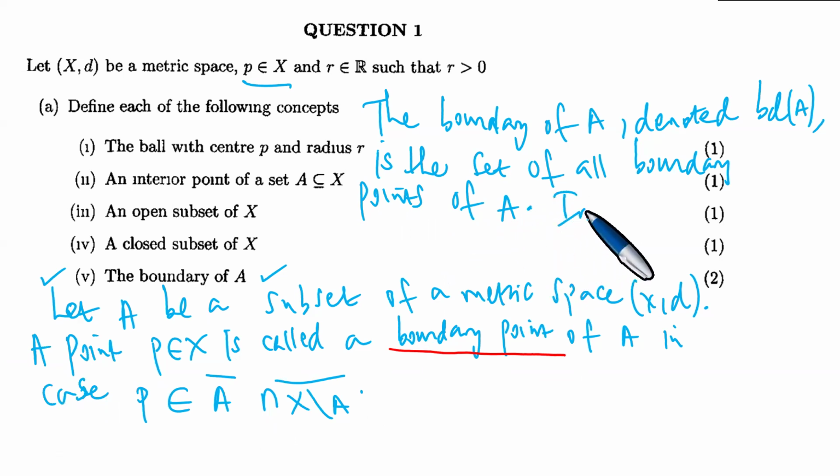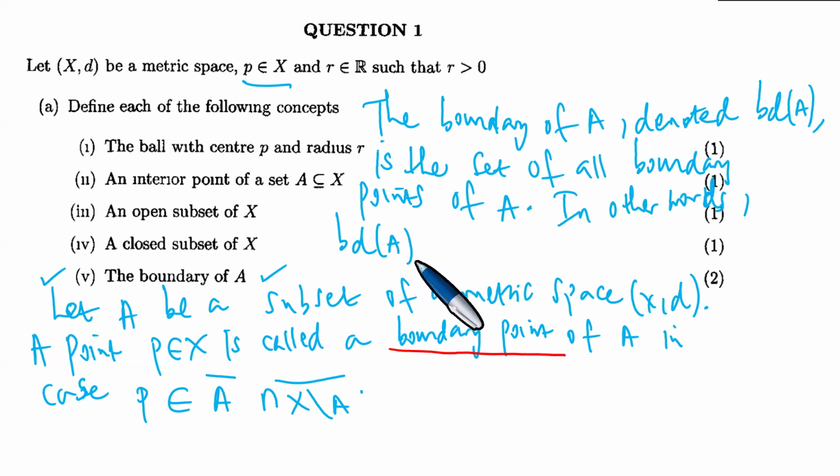In other words, the boundary of A is the closure of A intersection the closure of X minus A. Okay, so the boundary of A is equal to the closure of A intersection the closure of the complement of A, X minus A.